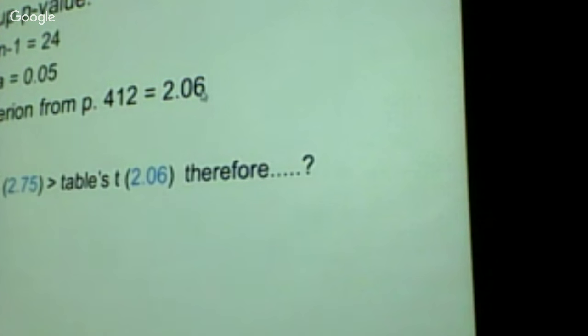Now, what do I do with that? Our number is bigger than the table's number. Therefore, what do I do with the null? Reject or fail to reject? Reject. We said we want our number to be bigger, right?